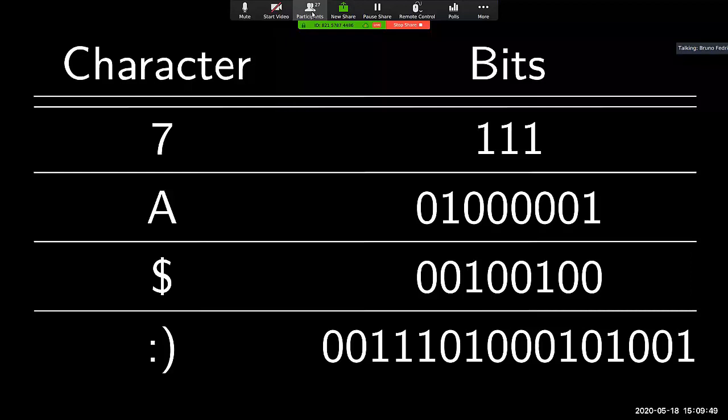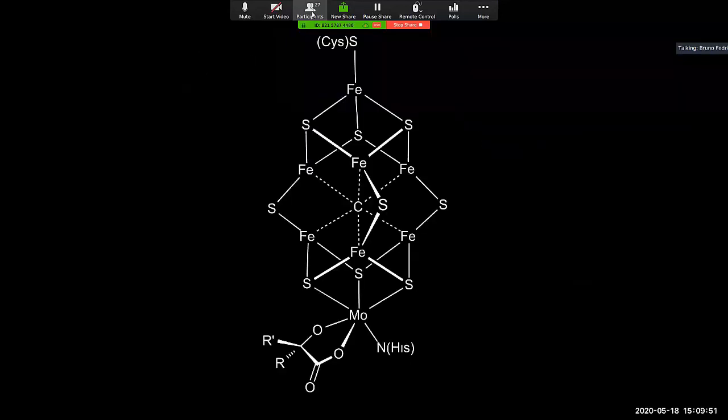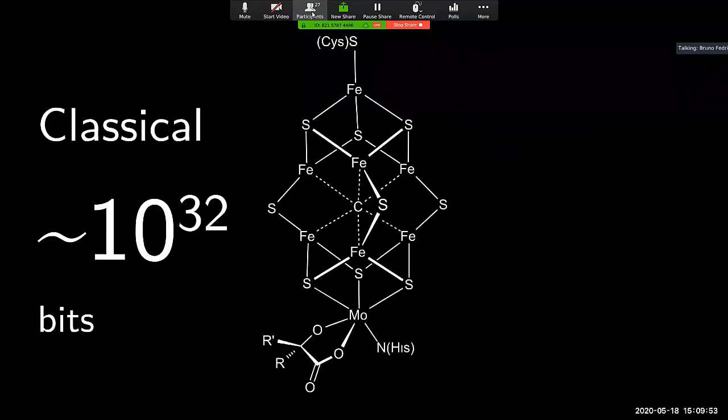So I skipped this slide. I will go to the answer. So yes, it's something like about 10 to the power 32 bits of classical information to store the whole electronic configuration of this molecule. So now I have the same question for you guys, but about quantum. How many quantum bits do we need to store in memory, in quantum random access memory, the whole electronic configuration of the same molecule?